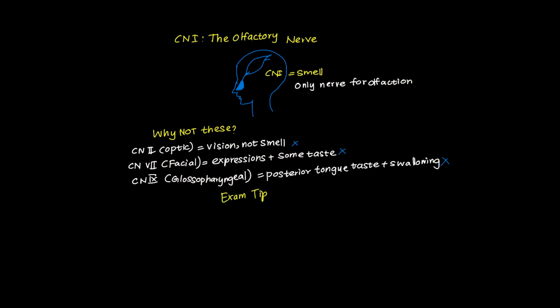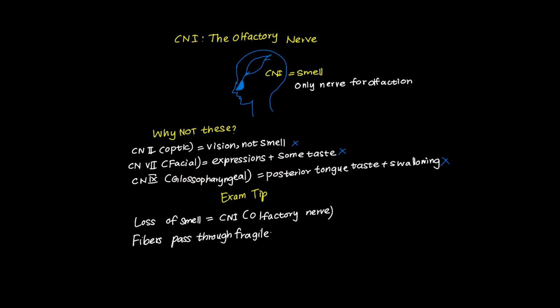Here's a WGU D312 OA exam tip for you. Loss of smell after head injury equals CN1 damage. The olfactory nerve fibres pass through the cribriform plate, which is fragile and vulnerable during head trauma. Quick hook: CN1 equals nose, number one thing you smell.